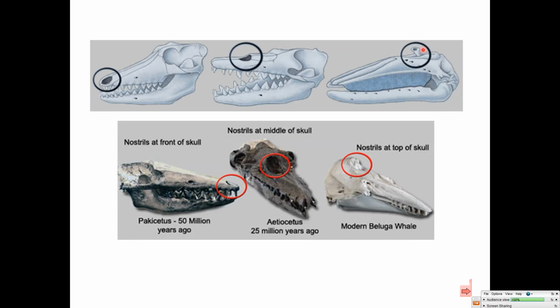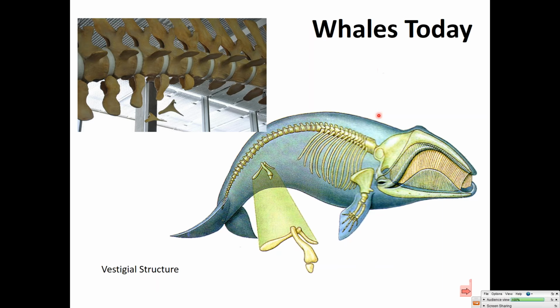So now it just has to skim the surface of the water, exhale, that's the blow, inhale, and then go back under, right? It's going to take a breath in a seamless manner. So that's why the nostrils migrated from the end of the skull to the top of the skull. And you can see modern day whales, so this is a humpback whale, have these little tiny bones right back here. Do you know what those are the remnants of?